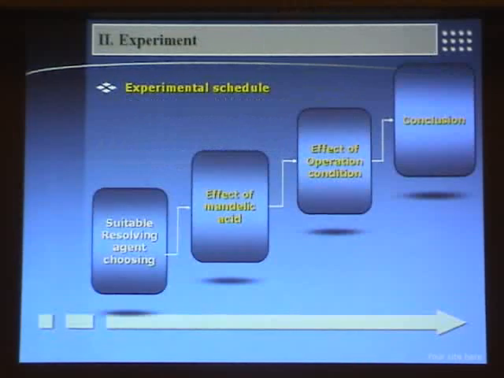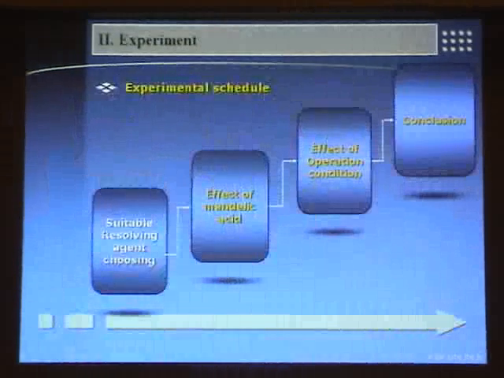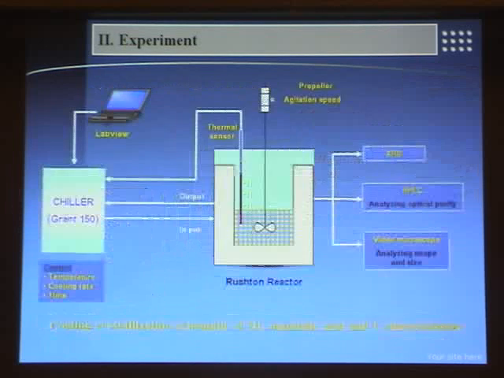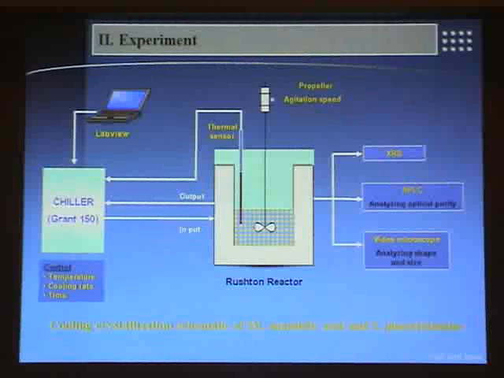The experiment schedule: the first step is to choose the resolving agent. The second is the effect of mandelic acid concentration and some operating conditions. My experiment uses a reactor for crystallization, and the temperature can be controlled by a Chiller and using software to control the temperature of the reactor.